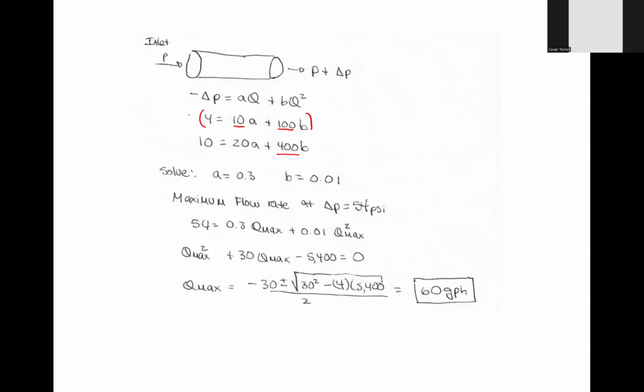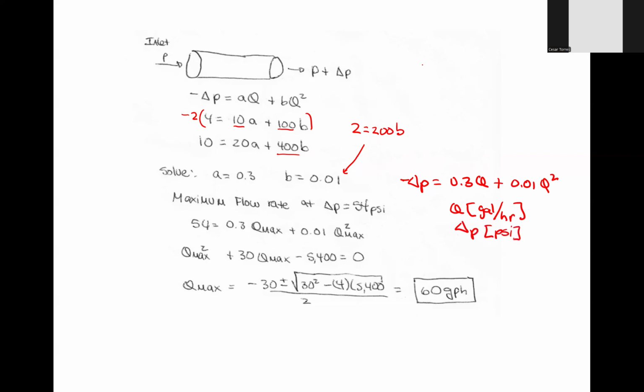The easiest is to multiply this by -2 so that you cancel the A's. You see that you have a minus 200B and a 400B, so 200B equals 2. And so B equals 0.01. And then you solve with one of them for A, which equals 0.3. And now that you have A and B, now you have an equation where the pressure drop equals 0.3 Q plus 0.01 Q squared. Only true, by the way, when Q is in gallons per hour and the delta P is in psi, right? Because those conversions are included.